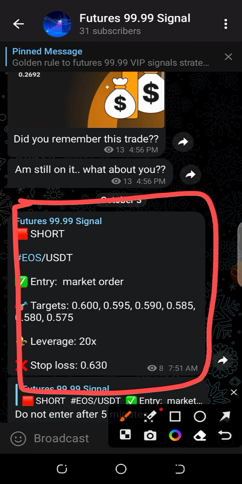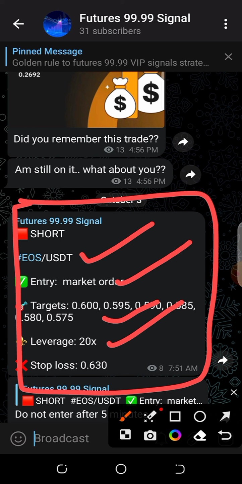Now look at how a signal mainly looks. Look at this. Look at the coin it tells us that we are to trade. Look at the entry order and look at the target. Targets are also called take profit, and as you can see, we have lots of take profits here. We have the first take profit 0.600, second take profit 0.595, and the rest of that. And look at the leverage. So look at the stop loss, guys.